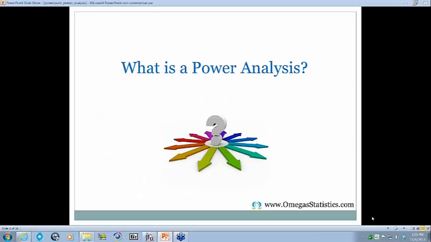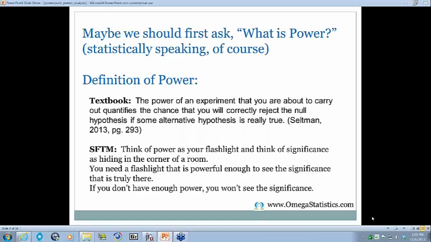So let's go ahead and get started. What is a power analysis? I guess the first question you should ask is, what is power? That's, of course, statistically speaking, which it kind of always means something different than it does in the real world.